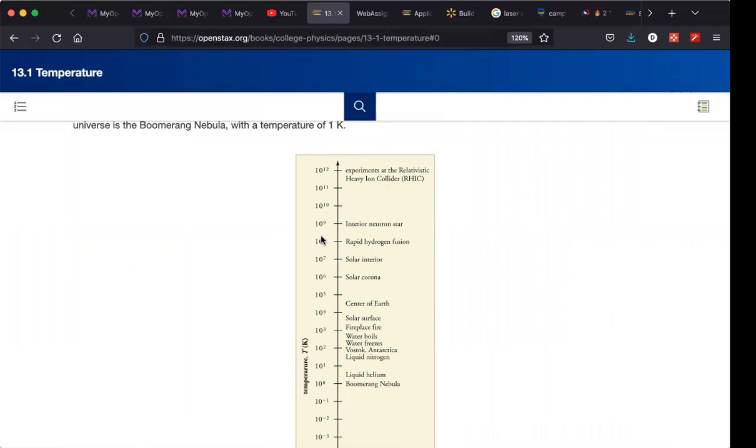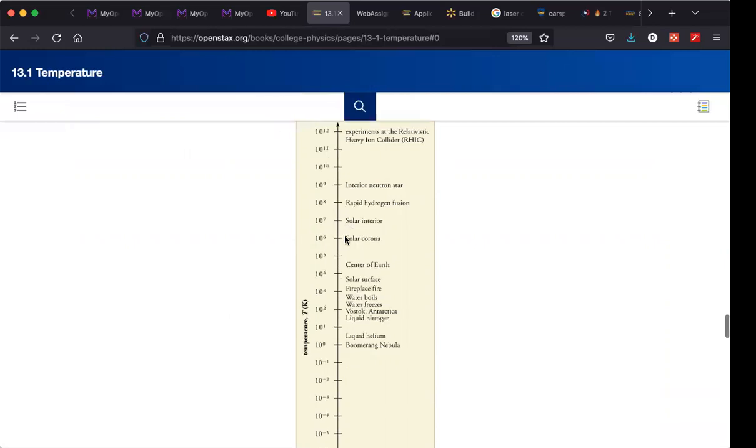At the Relativistic Heavy Ion Collider is where we've reached the highest temperatures known in the universe, 10 to the 12 Kelvin. The interior of a neutron star, which is about as hot as it gets in the universe naturally, is about 10 to the 9. So we can get about 1,000 times hotter than the universe does. Our sun is about 100 times less than a neutron star. A neutron star is like a black hole, kind of like a baby black hole. So that's 100 times hotter than our sun.